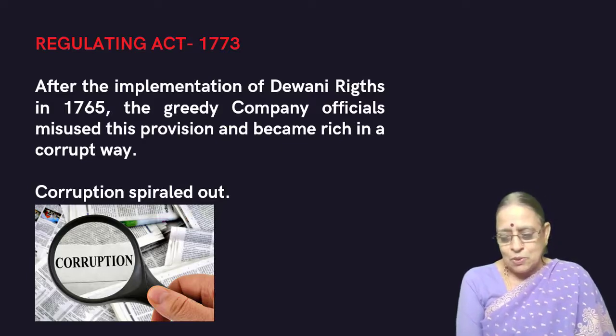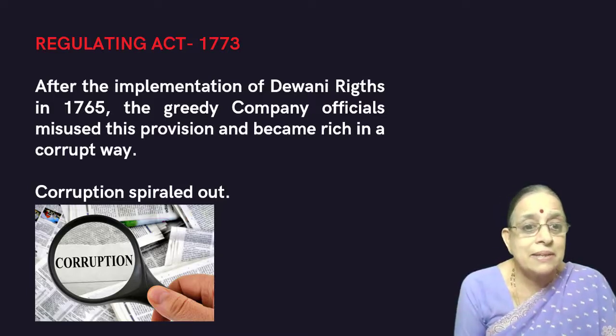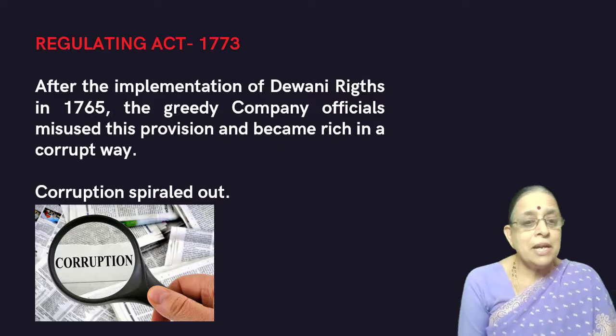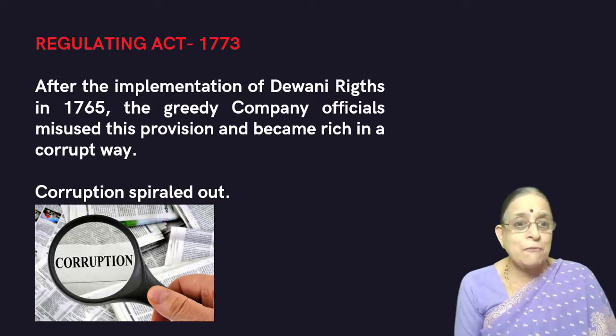Spiraled means slowly increased everywhere. Continuously increasing is called spiraled. Spiraled out means continuously it is increasing, spreading everywhere.